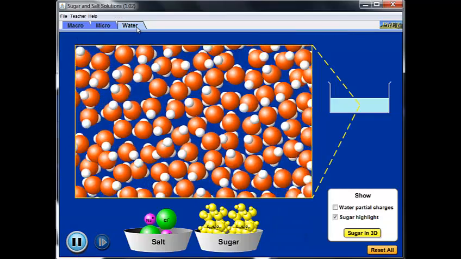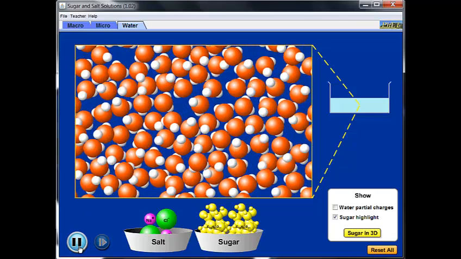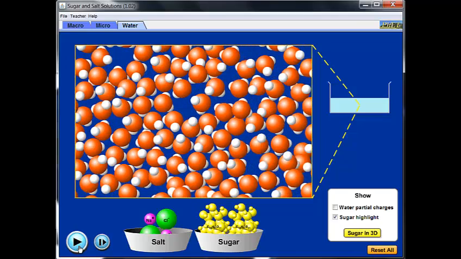Wow, there's lots of movement here. So let's pause the simulation for a moment. These molecules represent the water. The red indicates an oxygen atom, and the white indicates the hydrogen atoms. And if we look, each molecule has one oxygen and two hydrogens. It's important to know that water is a polar molecule, which means that one end of the molecule is slightly positive, the hydrogen end, the white end, and the other end is slightly negative, the O end.